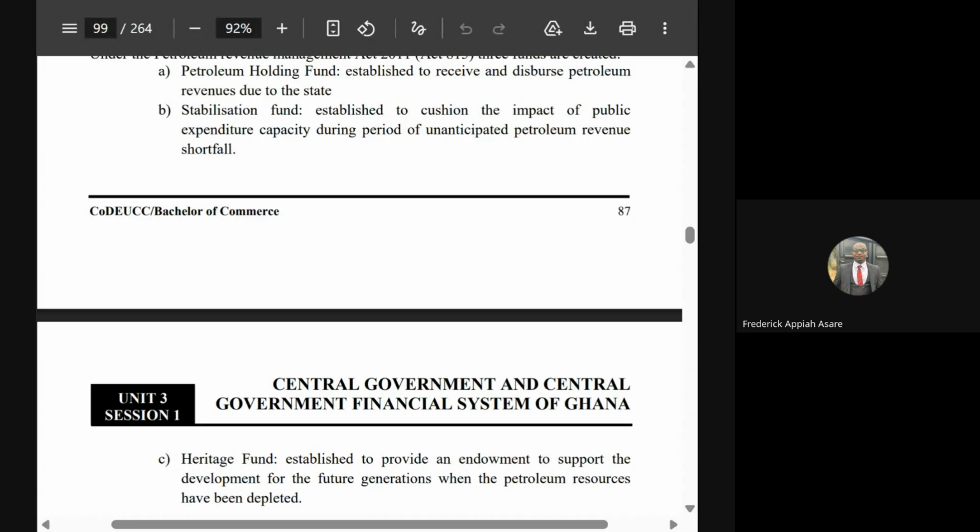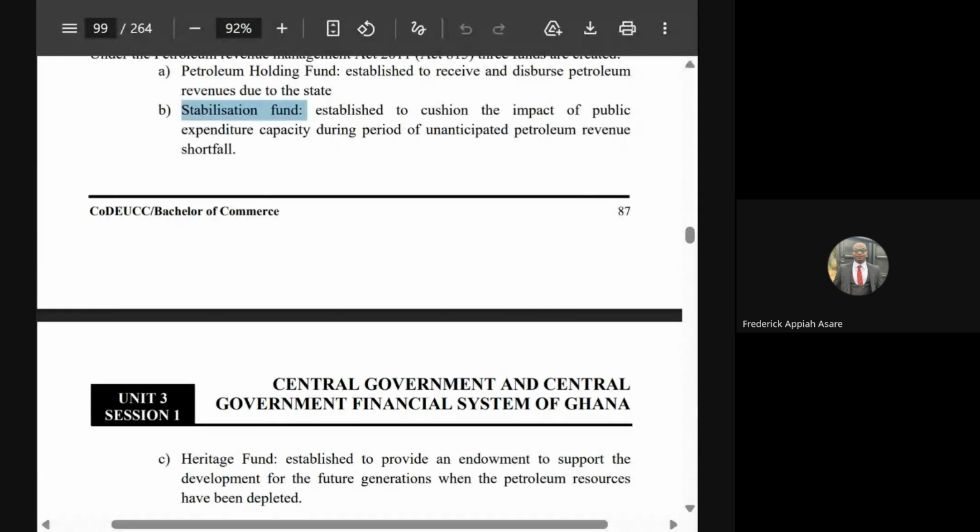So anytime they realize that the petroleum we have is not going to be in abundance every year, sometimes production will fall, and maybe the government will need money for something, for huge expenditure. So you go to the Stabilization Fund to use that money for it.